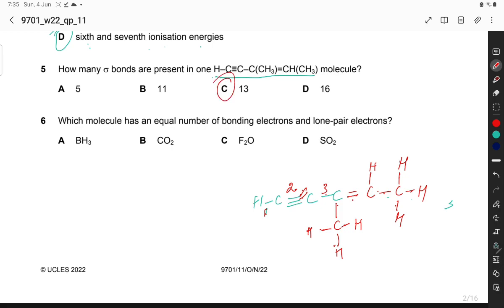Which molecule has an equal number of bonding electrons and lone pairs of electrons?